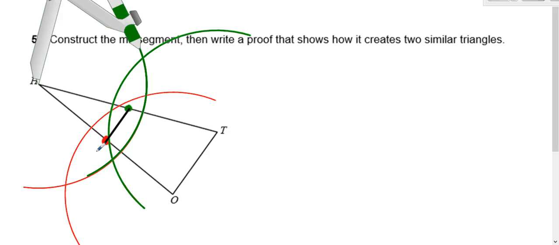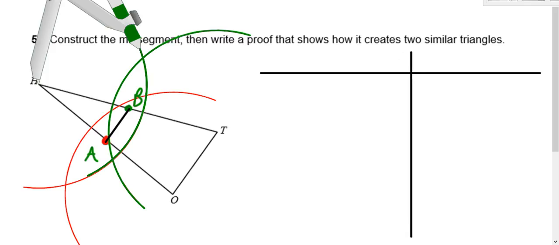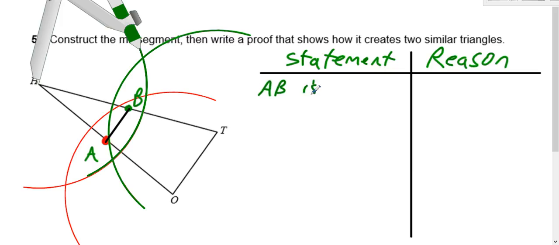You can call those 2 points that we created whatever we want. We haven't used A and B, so I'll just use A and B. So to write a proof, we have our statements and reasons. Whatever we constructed, that's what we're given. So we know that AB is a midsegment.